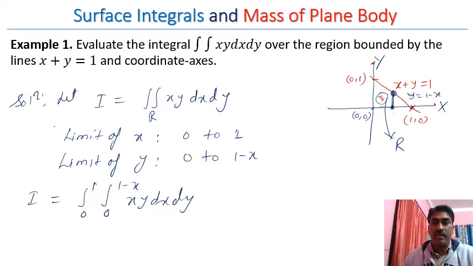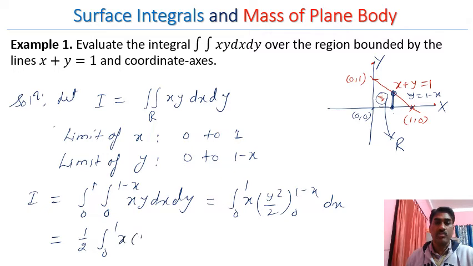We have already learned in the previous lecture how to integrate this. So this has a variable limit 1 minus x for y, so integration with respect to y will be performed first. So this is the integral from 0 to 1 of x, and y integrated gives y square by 2, with the limit 0 to 1 minus x, dx. Now it is very easy. So 1 by 2, integral from 0 to 1 of x into (1 minus x) whole square dx, and you can evaluate this. This comes out to be 1 by 24. You can easily evaluate this.